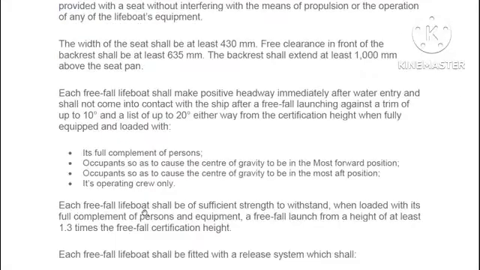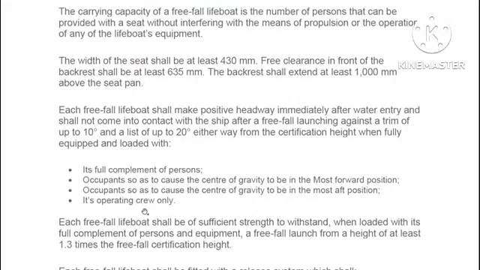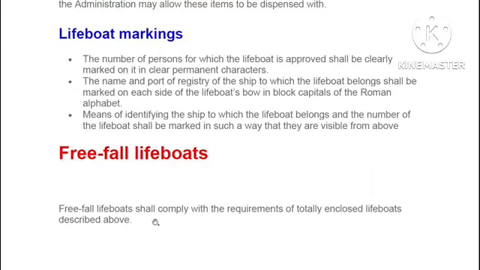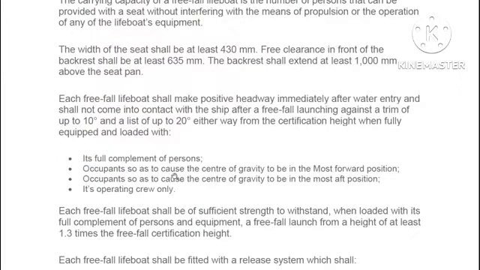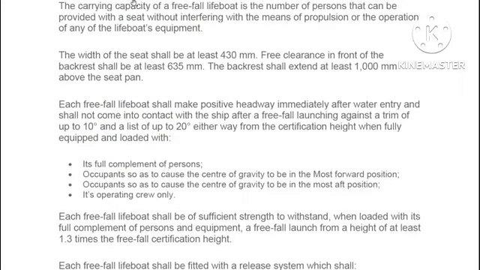Now, when we talk about free fall lifeboat, there are some differences. A free fall lifeboat shall comply with the requirements of a totally enclosed lifeboat described above. So whatever we have discussed. Now, the carrying capacity of a free fall lifeboat is the number of persons that can be provided with a seat without interfering with the means of propulsion. So these things we have already covered. We are just going through.